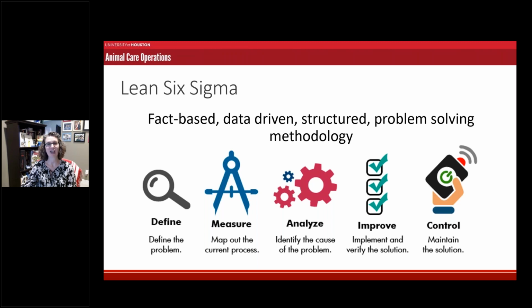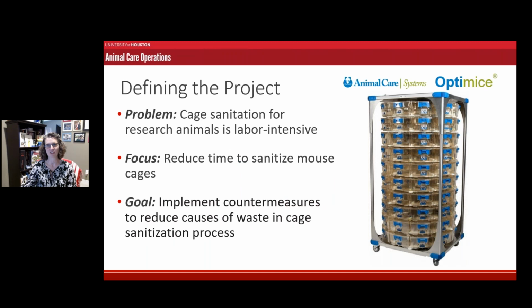All right, so with that overview, I'm going to go into the particular project we did here. We're going to go through those phases that I just showed you. And so in this case, we're talking about reducing the time for sanitizing the mouse cages that Dr. Brammer was talking about. And really the thing that motivated this project was the fact that this cage sanitation process is labor intensive, so it does take time. But can we make it more efficient so that it takes the minimal amount of time to get the most quality product and clean cages on the back end?